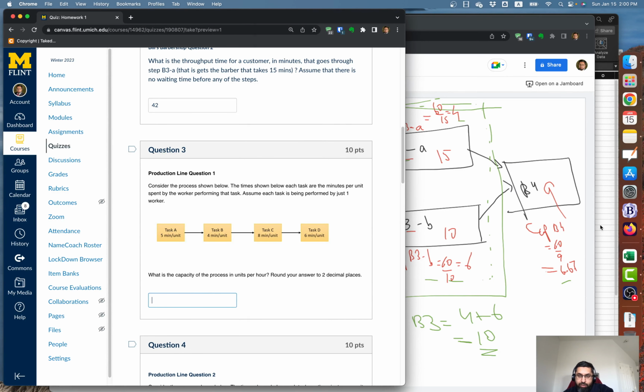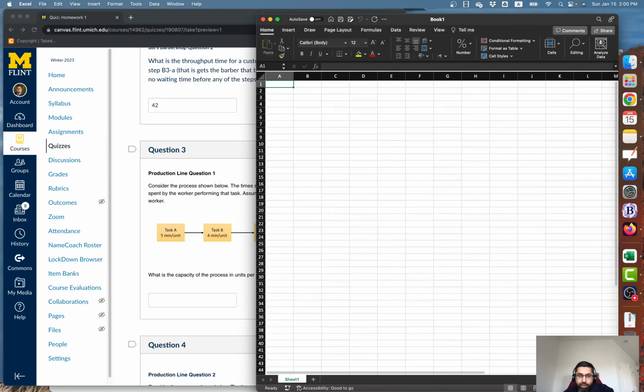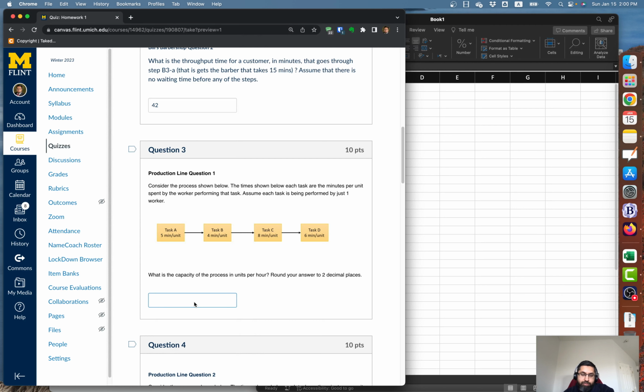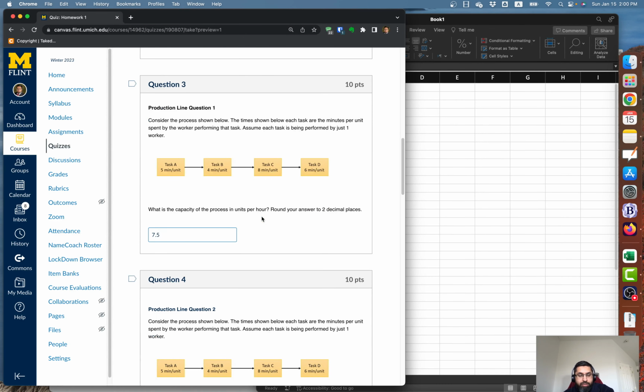So if you're using Excel, which I recommend you do, right? For question 3, the cycle time is 8 minutes. So capacity in customers per hour will be 60 divided by 8, which will be 7.5. Okay. So we'll just put 7.5. So this was easy peasy, lemon squeezy.